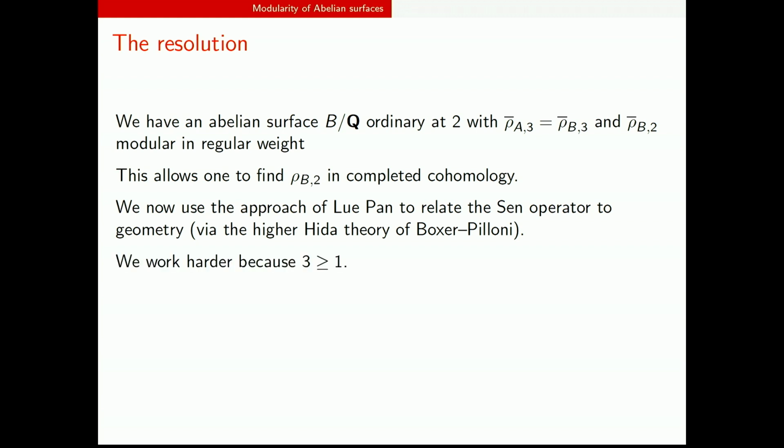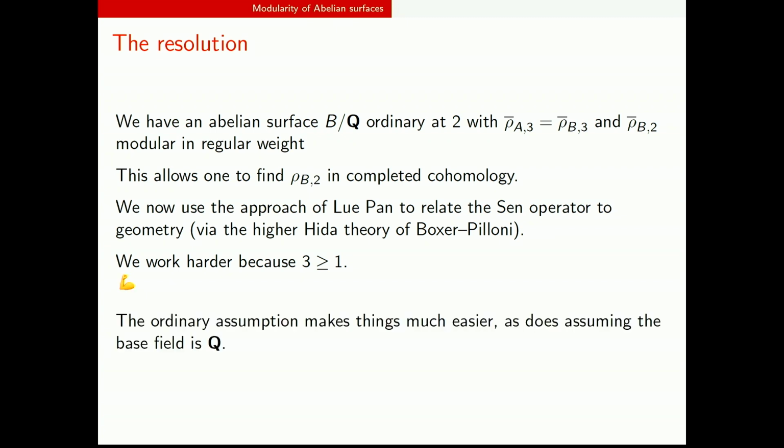So just a few remarks. If you compare what we did to these previous things, we work harder because, of course, the Siegel varieties have dimension 3, and 3 is bigger than 1. Mighty muscles. But on the other hand, we're also working in the ordinary assumption. I mean, Lue Pan's thing applies more generally. And we're also assuming the base is Q. Some things we do for general groups G, some things we do for GSp4 and totally real fields, but some things we do really over Q. And that makes a few things easier.